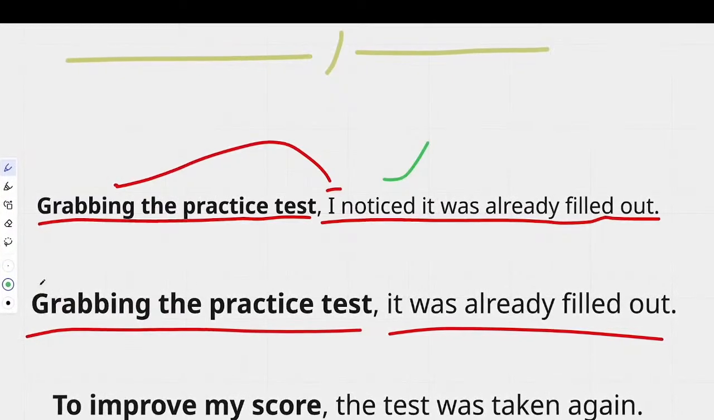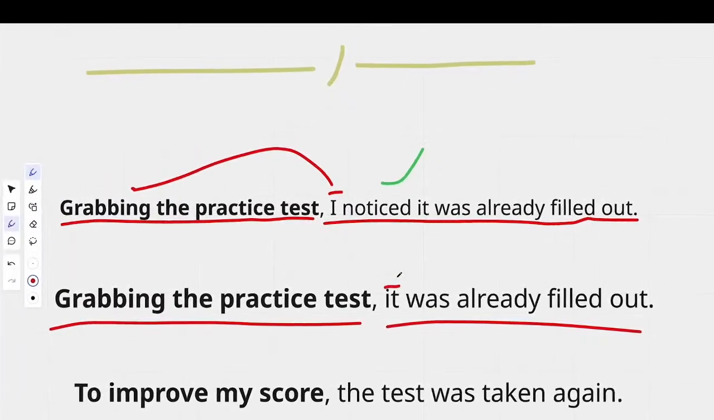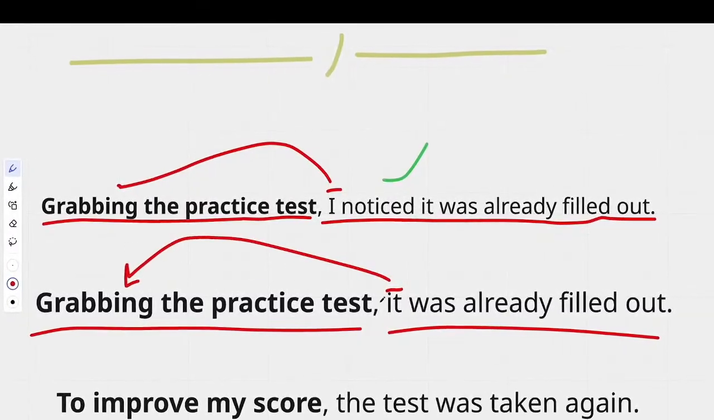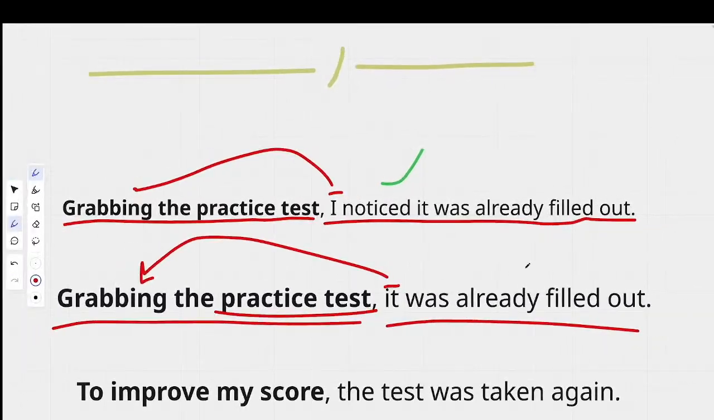But this one, look at this: "Grabbing the practice test, it was already filled out." "It" is the practice test. It was not grabbing the practice test, if that makes sense. "It" is the practice test, at least how it's being said. So this would not be correct, because when you say "grabbing the practice test," it basically implies that the next word will be what was grabbing the practice test, not just a word that describes the practice test.